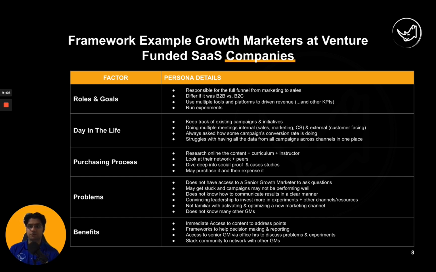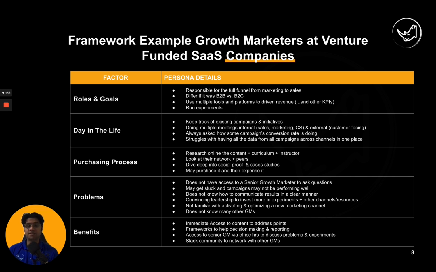The benefits of enrolling in Growth University are, hey, they have immediate access to content. They get great frameworks to help them with decision making and reporting. They'll get access to senior growth marketers via office hours to discuss problems and experiments, and they also get access to a Slack community of other growth marketers and founders, which ideally solves those problems, right?